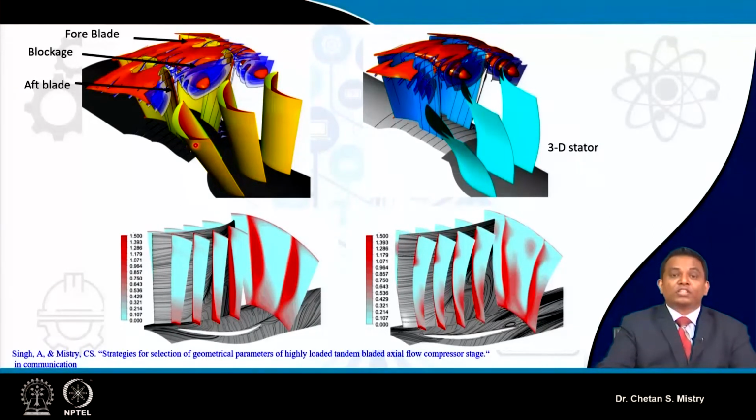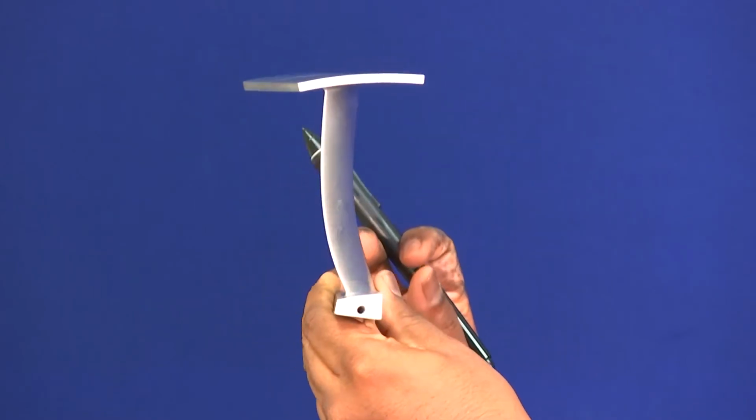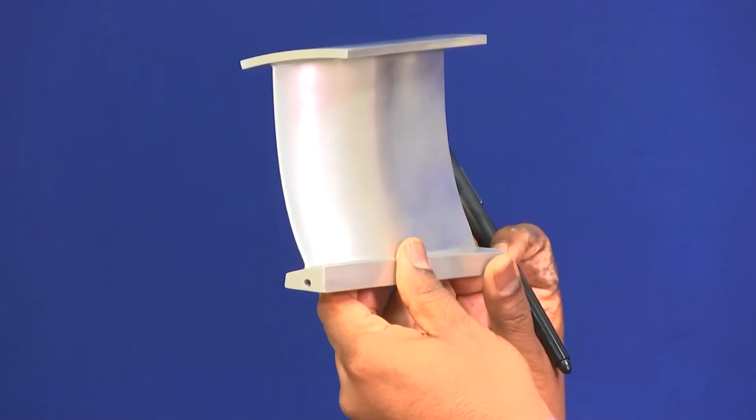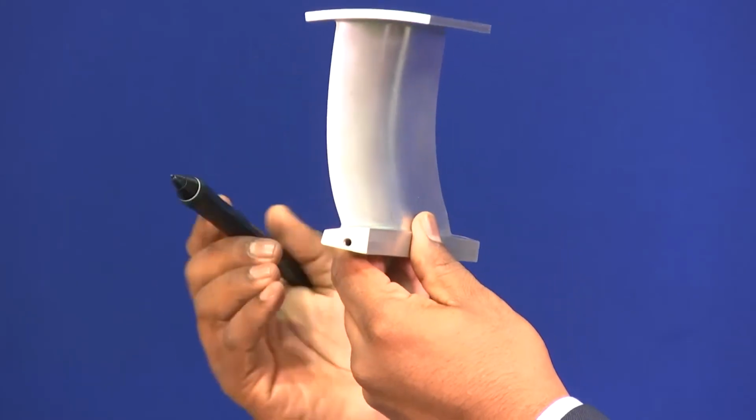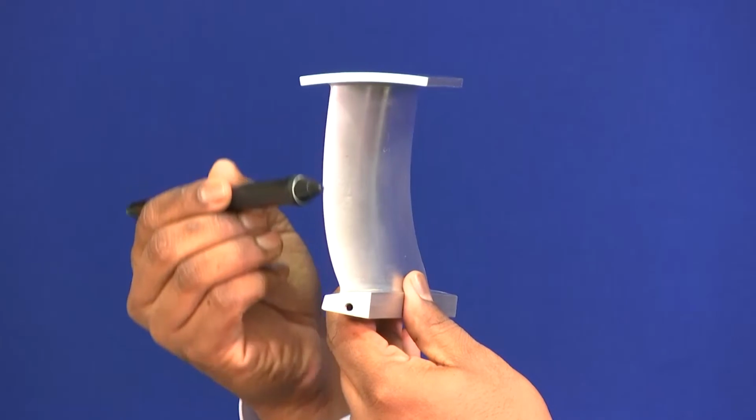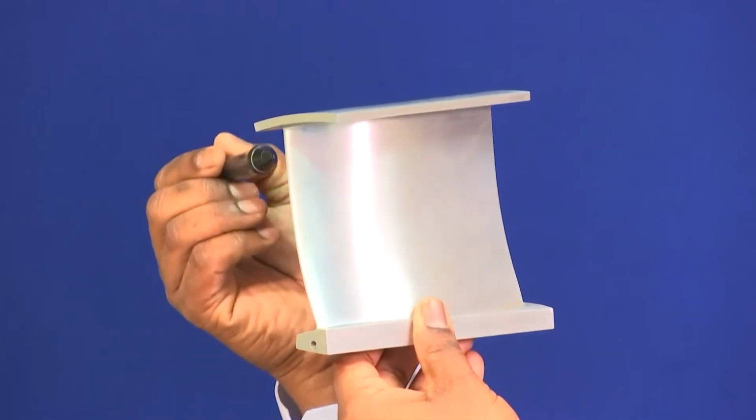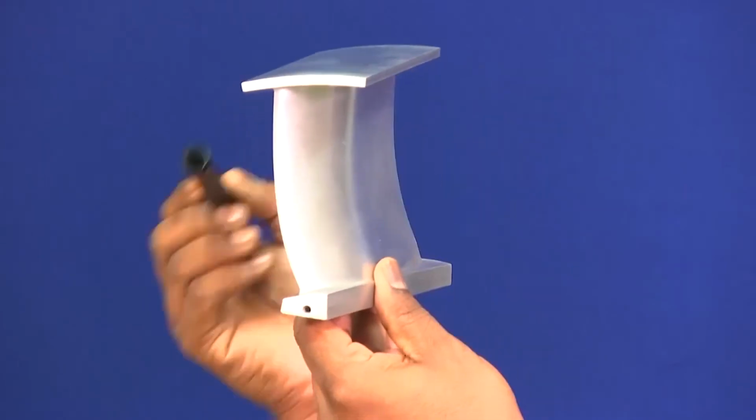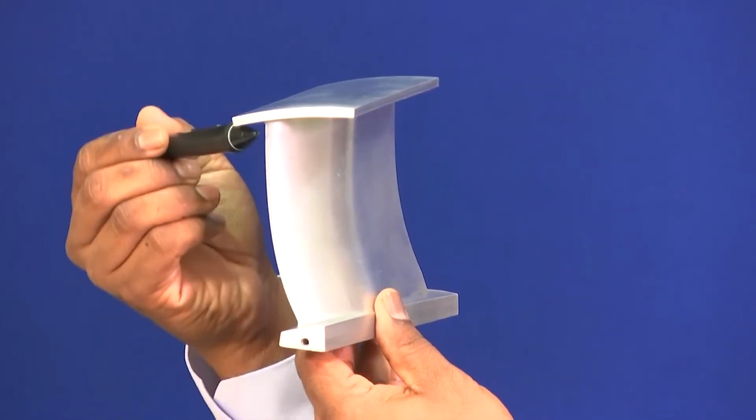In order to address this issue, we have modified our design. That led to this kind of stator, which we can say is a three-dimensional stator. If you look carefully, at the exit we are able to manage our flow. This is the stator which has been designed downstream of the tandem bladed rotor. Here, this is my leading edge, and the whole blade is stacked about the leading edge, and it has a three-dimensional shape.